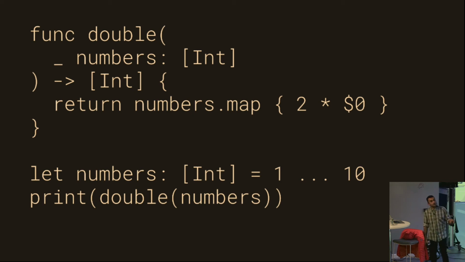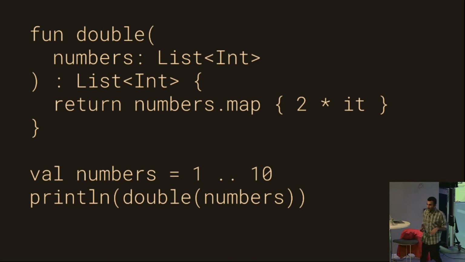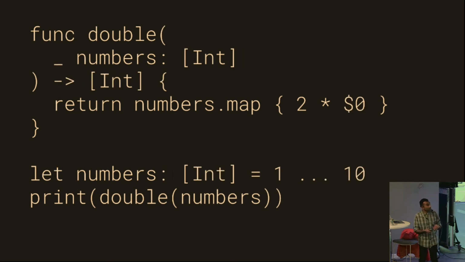It's going to take this list of numbers from 1 to 10, and we're just going to print the list of numbers that is those numbers doubled. Does that make sense? Relatively simple. It doesn't really matter what this does. Let's just look at this in Kotlin. It's almost the same, right? So go back, go forwards, go back, go forwards.